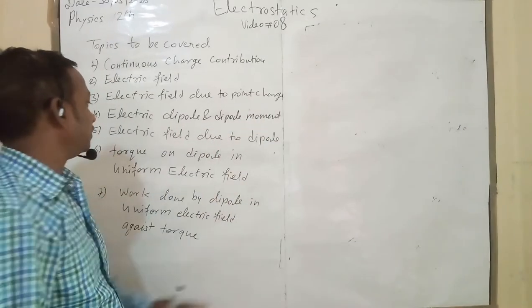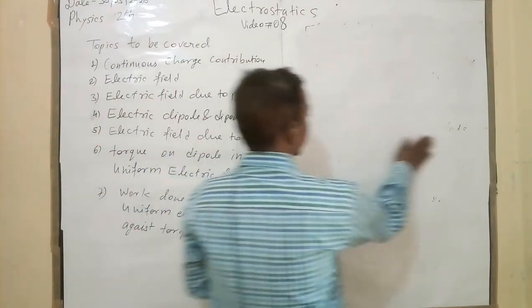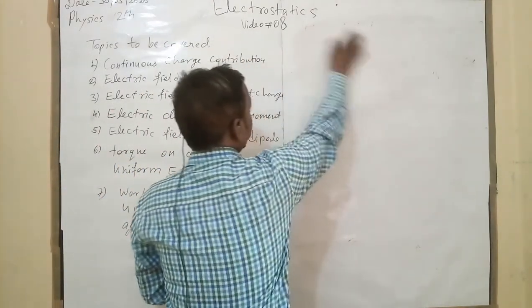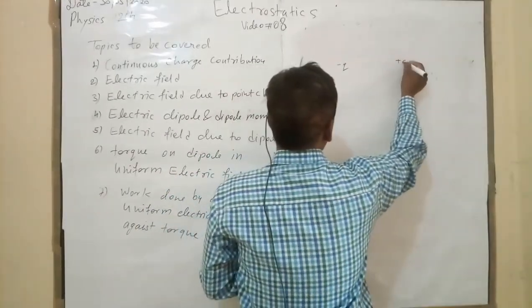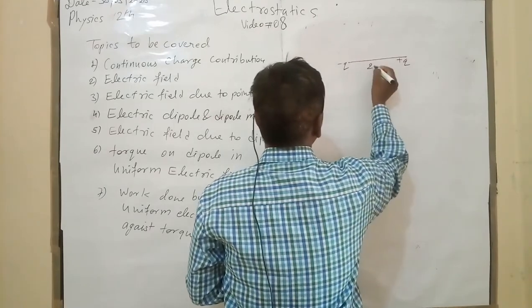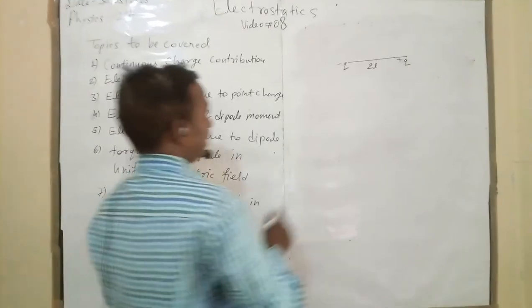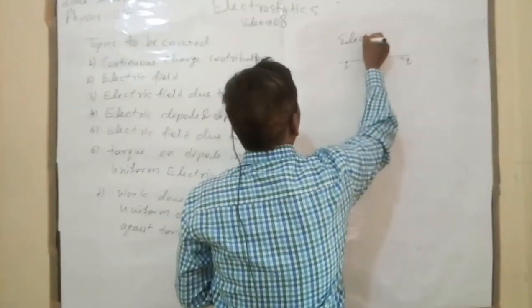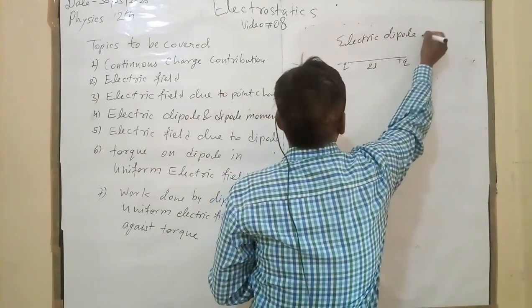The next topic is electric field due to a dipole. We know that a dipole is a system of two equal and opposite charges placed at a very small distance, that is 2L. This is the electric dipole system.